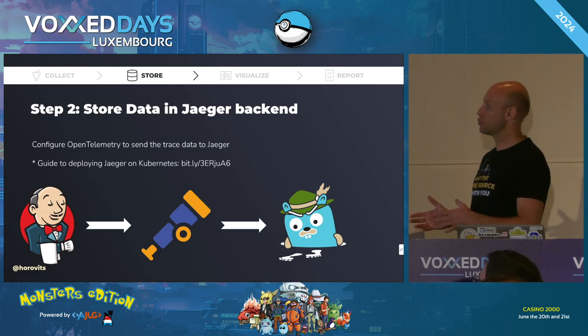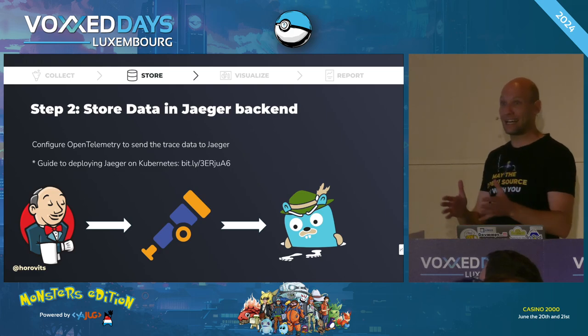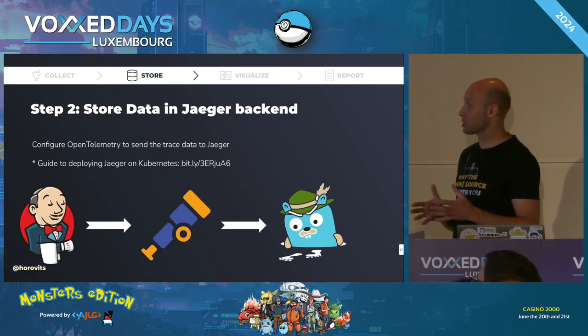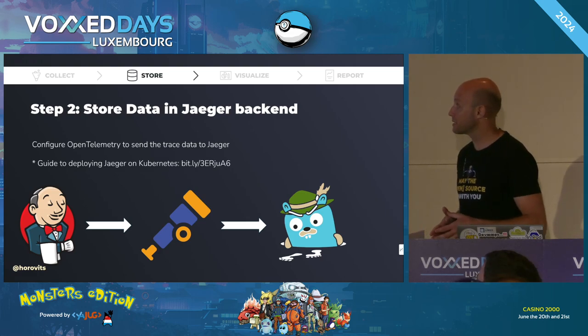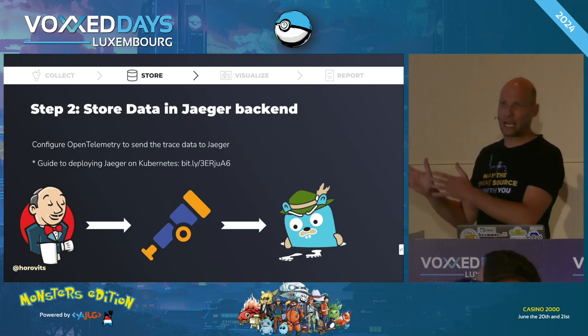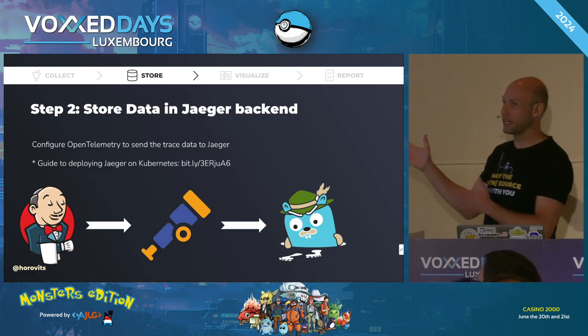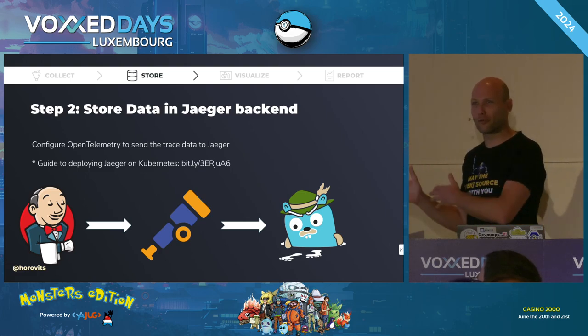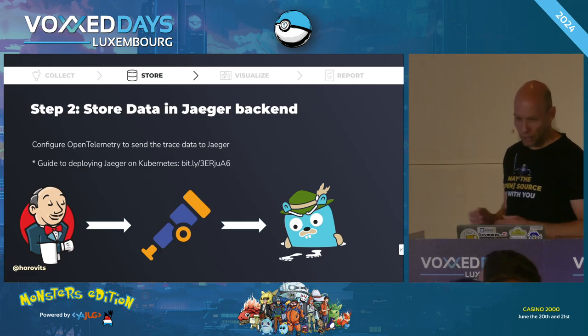And for the backend, we use Jaeger. Jaeger is another open source project under the CNCF for distributed tracing. It's a graduated project of the CNCF. So we use that in production. We actually have a managed version of Jaeger at Logz.io. So for us, it was a no-brainer, just like we have a managed version of OpenSearch. So we went with that, the same thing.